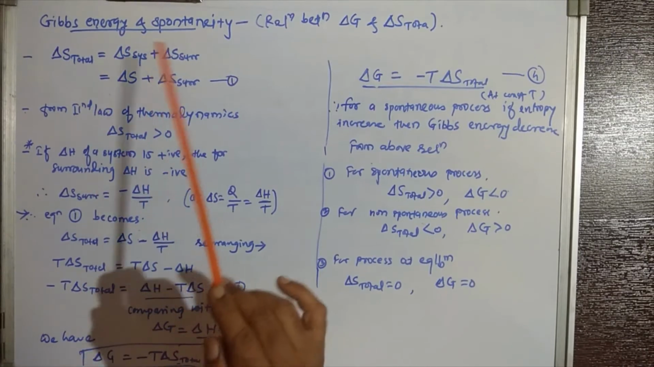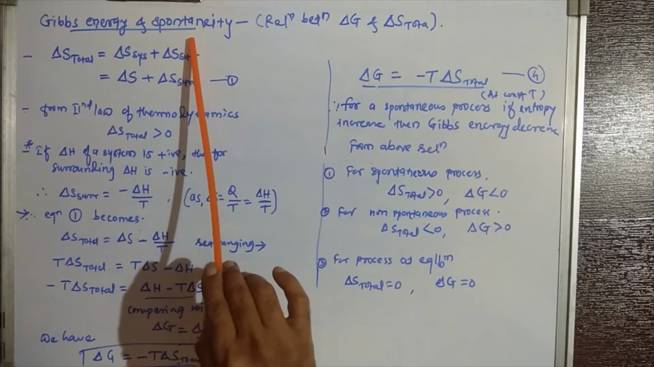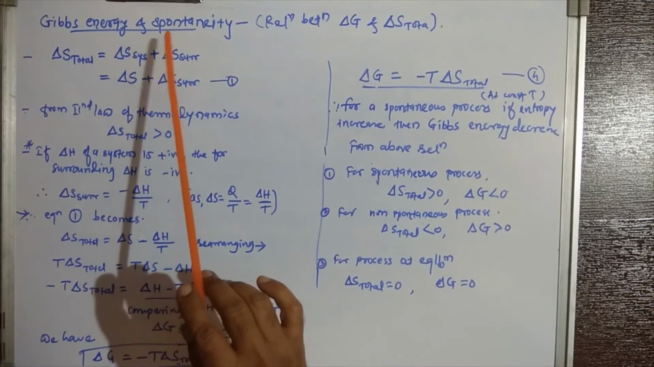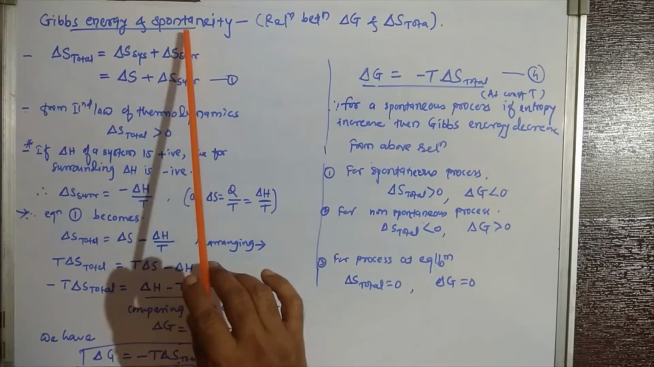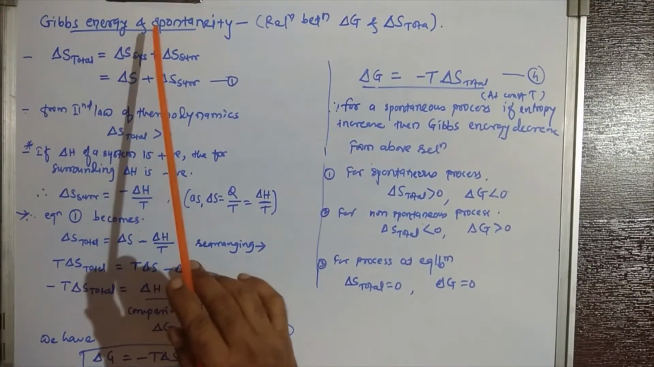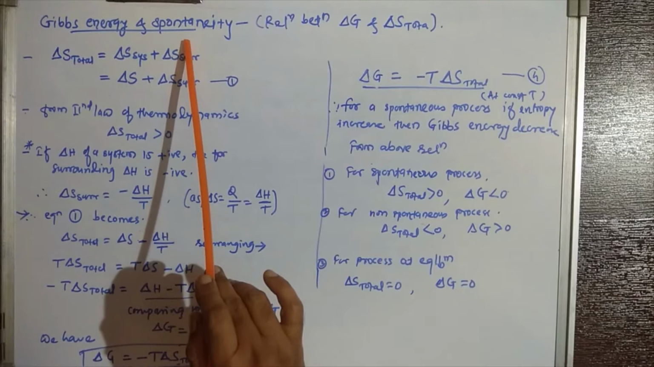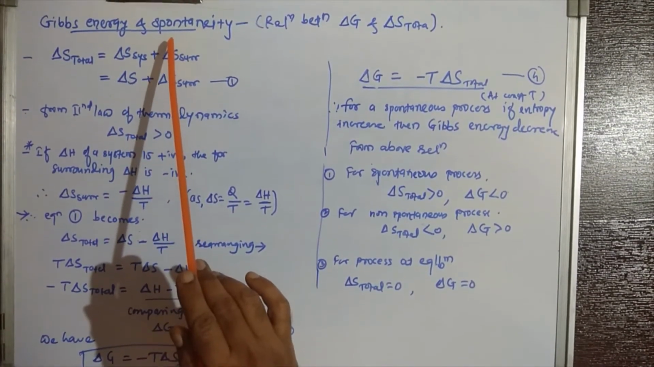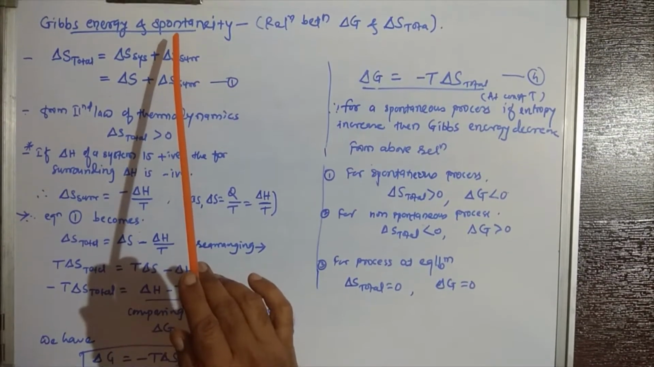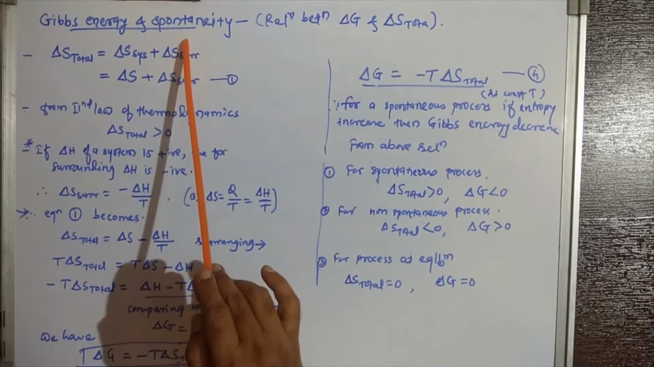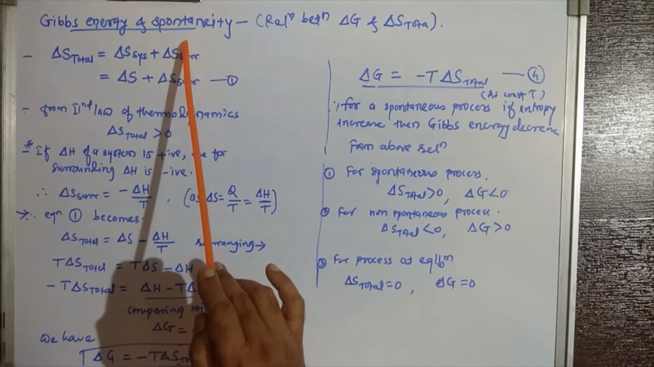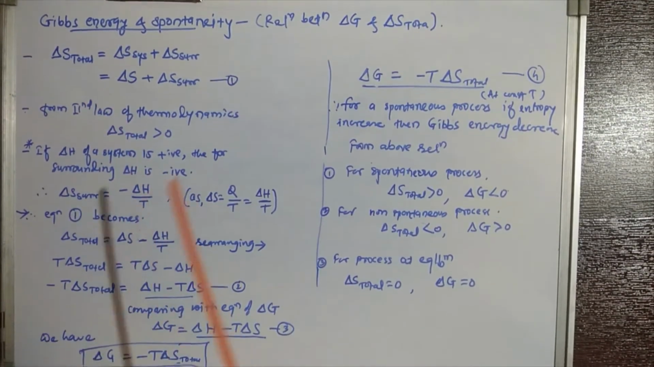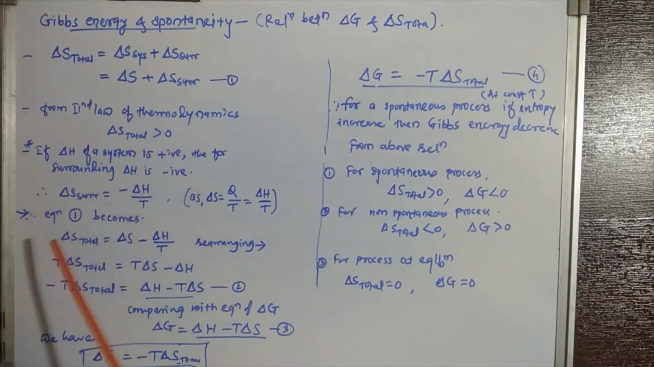Now let us see how the spontaneity of a system can be explained in terms of Gibbs energy. We have seen how spontaneous processes are explained in terms of entropy change. If the entropy change delta S is greater than 0, the process is spontaneous. If delta S is less than 0, the process is non-spontaneous, and if delta S is equal to 0, the process is at equilibrium.